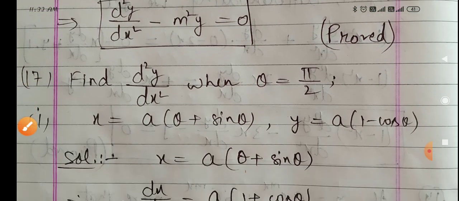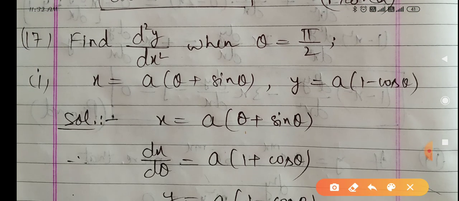One more question you can see, 17th question. It is a very good question. Find d2y upon dx2 when theta equals pi by 2. Here parametric equations are given, parametric exercise I told you. x equals a into theta plus sin theta, y equals a into 1 minus cos theta.